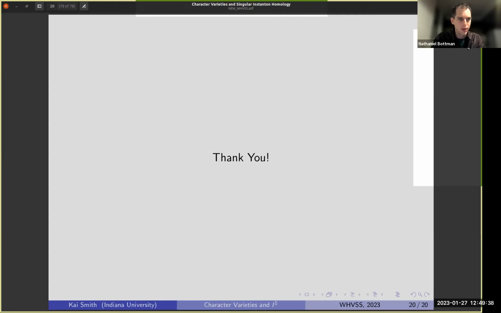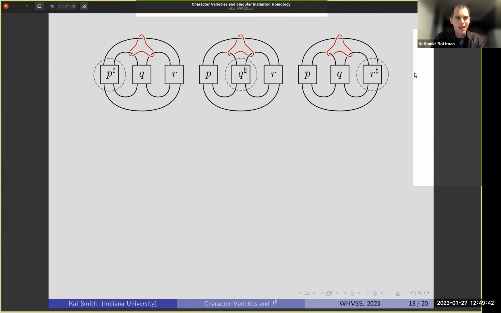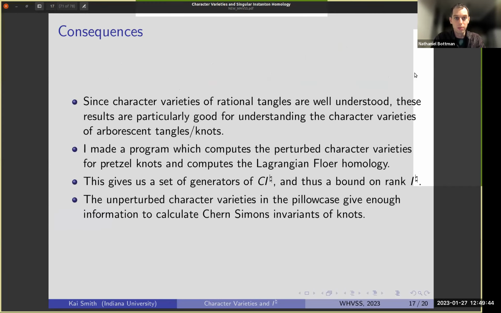So near the end, when you were talking about your program that computes the perturbed character variety, can you say what it means to compute that character variety? Yeah.